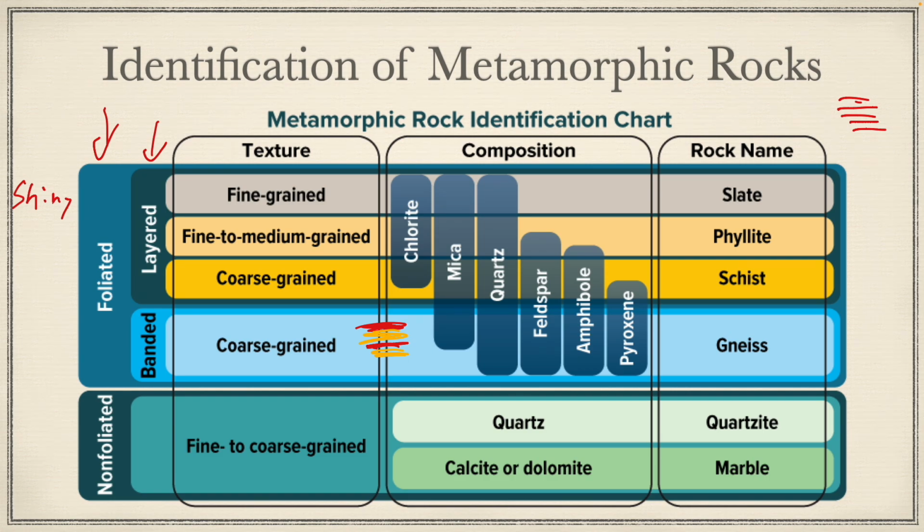Then you decide the texture. Is it fine grained? Is it medium to fine grained? Is it coarse grained, etc.? And then from there, you can figure out what it is. You could look at the minerals in here, but you don't really need to. So if it's layered, for example, and it's fine grained, it's probably slate. If it's layered and coarse grained, it's probably schist. If it's banded, if it has these light and dark patterns, it's called gneiss. If it's non-foliated, really your options are quartzite or marble.